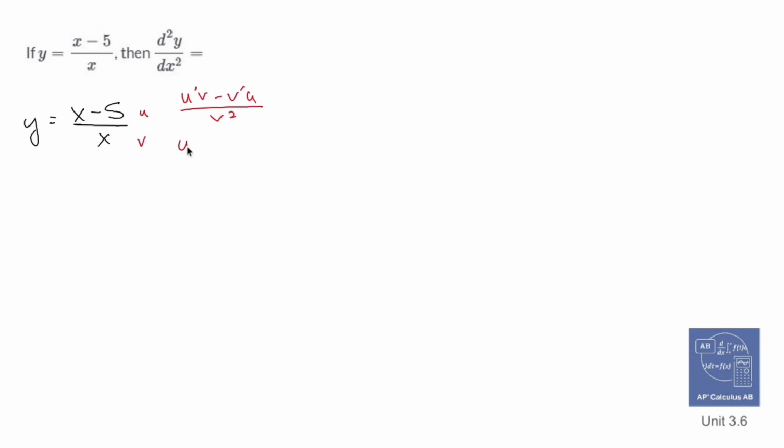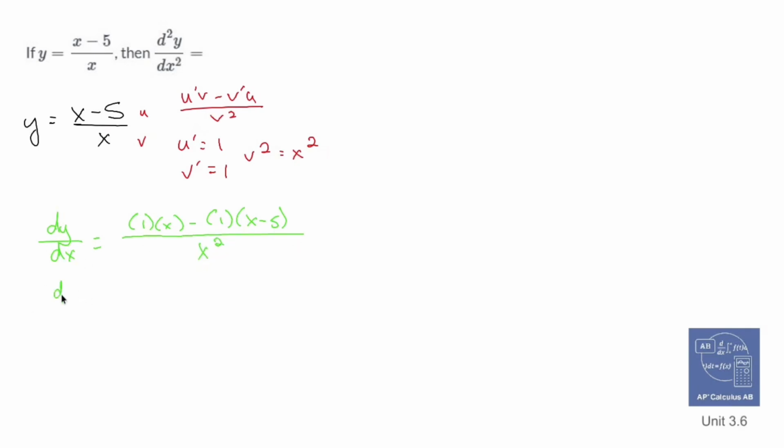Okay? U prime is going to be the derivative of the numerator, which is 1. V prime is going to be the derivative of the denominator, which is 1. And v squared is going to be the denominator squared, x squared. So dy dx, the first derivative, is going to be u prime, which is 1, v, which is x, minus v prime, which is 1, u, which is x minus 5, all over v squared, which is x squared.